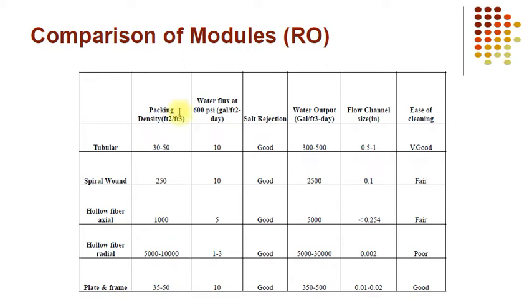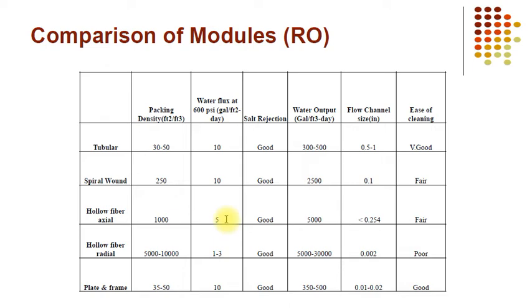Okay, next comparing criteria is water flux. So you will get the higher water flux in the tubular, spiral wound, and plate and frame modules. Why? Because the pressure drop across the module is very small in these geometries. So you have a sufficiently good flux, like 10 gallon per feet square per day from the tubular module, as well as from the spiral wound module, as well as from the plate and frame module. But in a hollow fiber module, you have lesser flux. Why? Because the pressure drop across the system is quite higher.